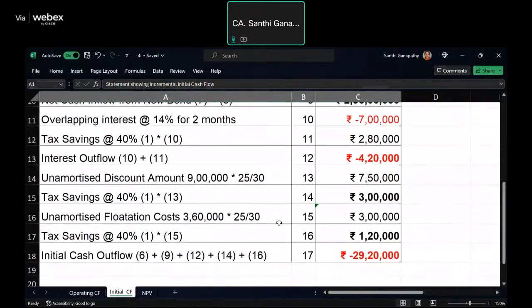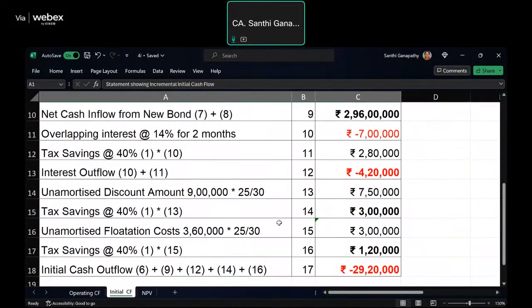Now, the flotation cost and discount associated with the old bond have to be spread over the life of the bond. But if I retire the old bond, then I can immediately claim the entire unamortized amount. So that also I consider. What is the tax savings on that? That I consider.